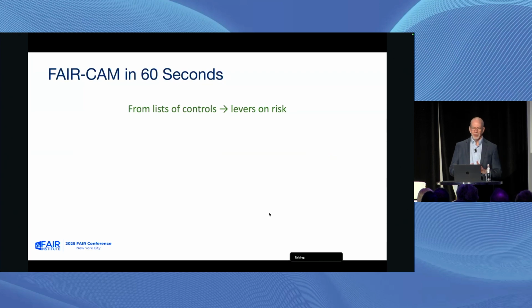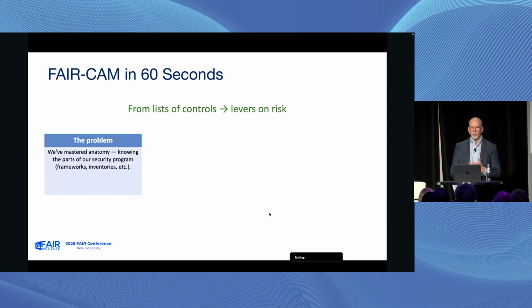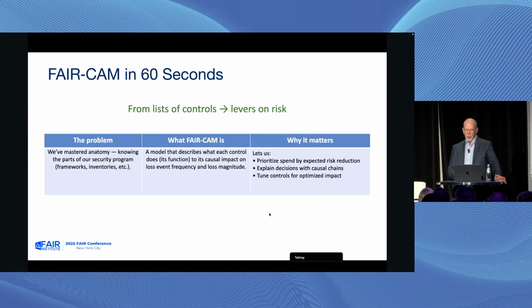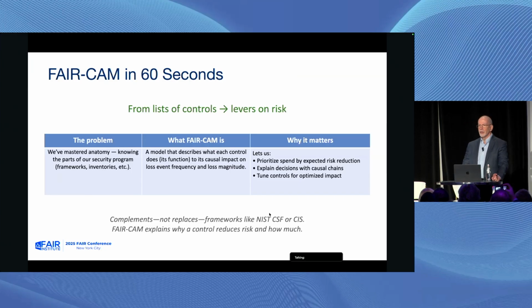So FAIR CAM in 30 seconds, and CAM stands for Controls Analytics Model. So it's really going from lists of controls, again, these frameworks we're familiar with, to what our levers are for the decision making and management around risk management. So the problem: we've mastered anatomy. We know the different components that can or should be part of the program. I've already talked about FAIR CAM being a model of how these things work together. And this allows us to prioritize our resource allocation in a very different way. And there can be some pretty significant surprises once you dig into this physiological component of the problem space. And to be clear, it doesn't replace the frameworks we're familiar with. It complements them, it supports them, it provides more context for the value they provide.